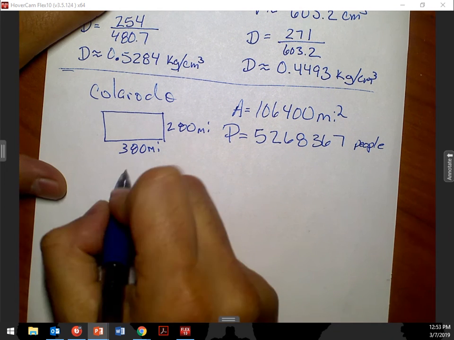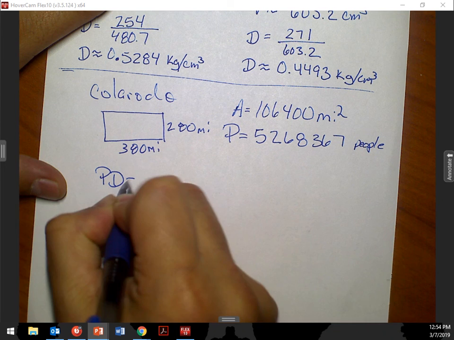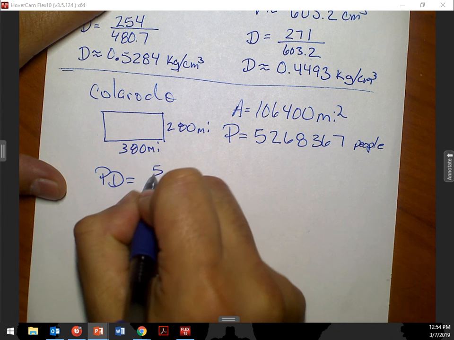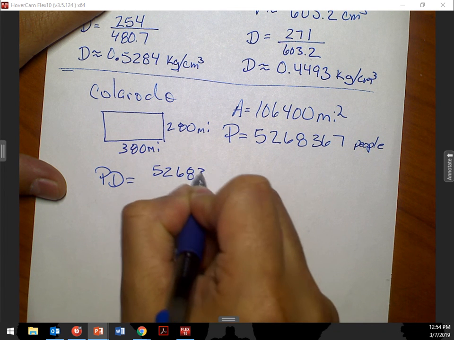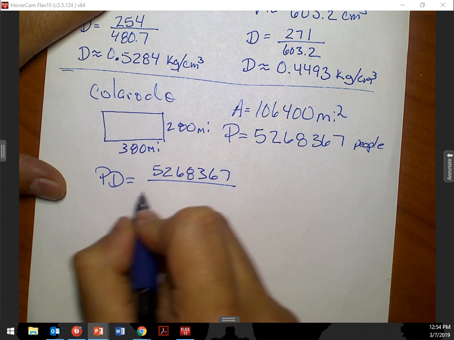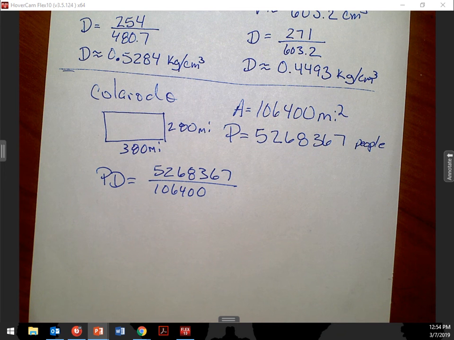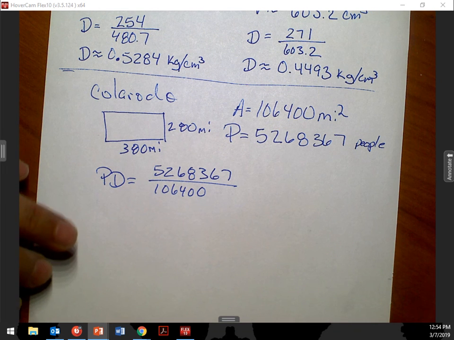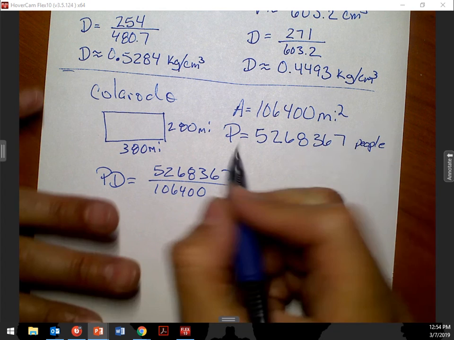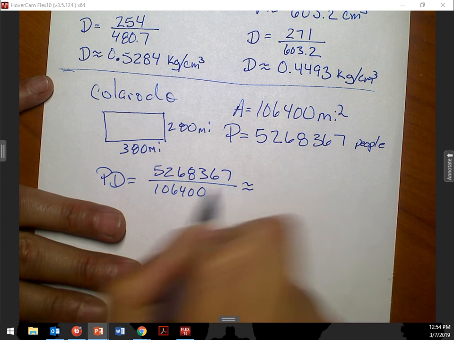So, let's do the math. My population density, PD, is equal to my population, which is 5,268,367, divided by 106,400. That gives me about 49.5.